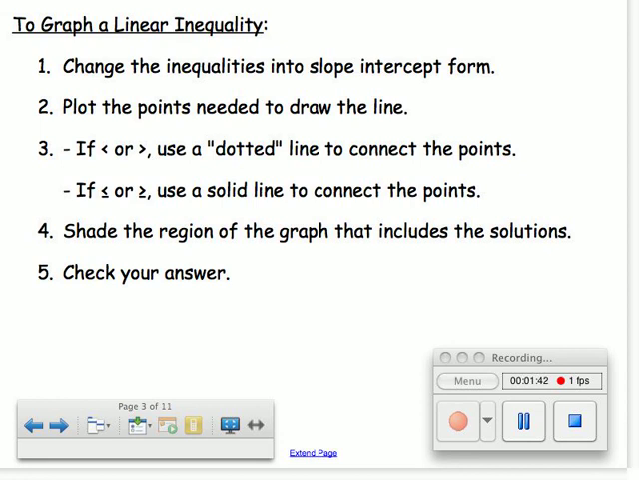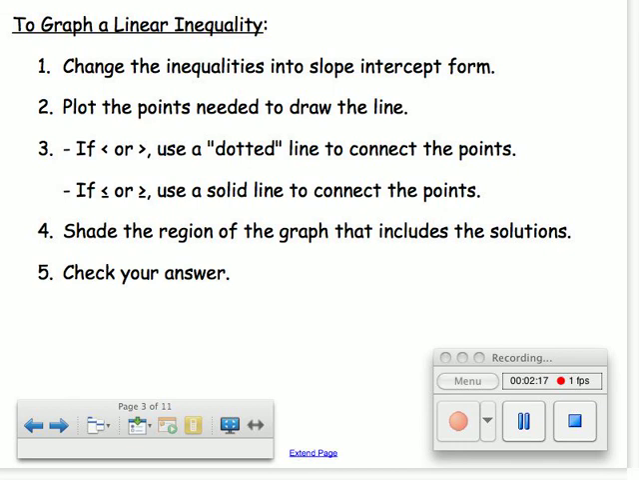First, you change the inequalities into slope-intercept form. So you make them look like the equation I just showed you. Then you plot the points needed to draw the line. This is where it becomes different. Instead of just connecting the points, you have to consider which inequality symbol is being used. The first thing to consider is that if it's less than or greater than, you're going to use a dotted line to connect the points instead of a solid line. Whereas if you see less than or equal to or greater than or equal to, use a solid line.